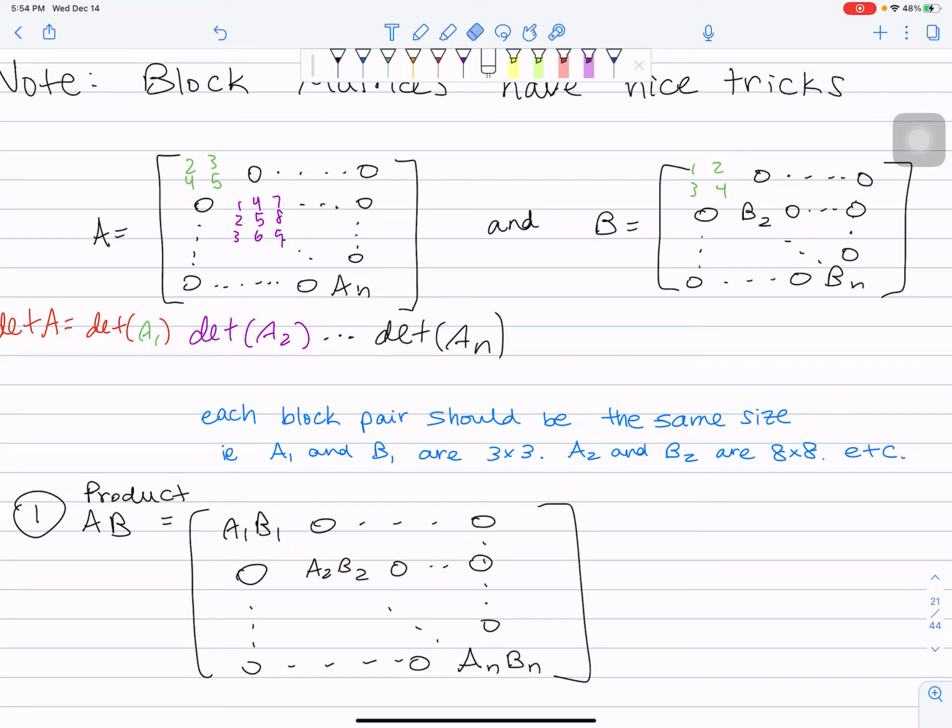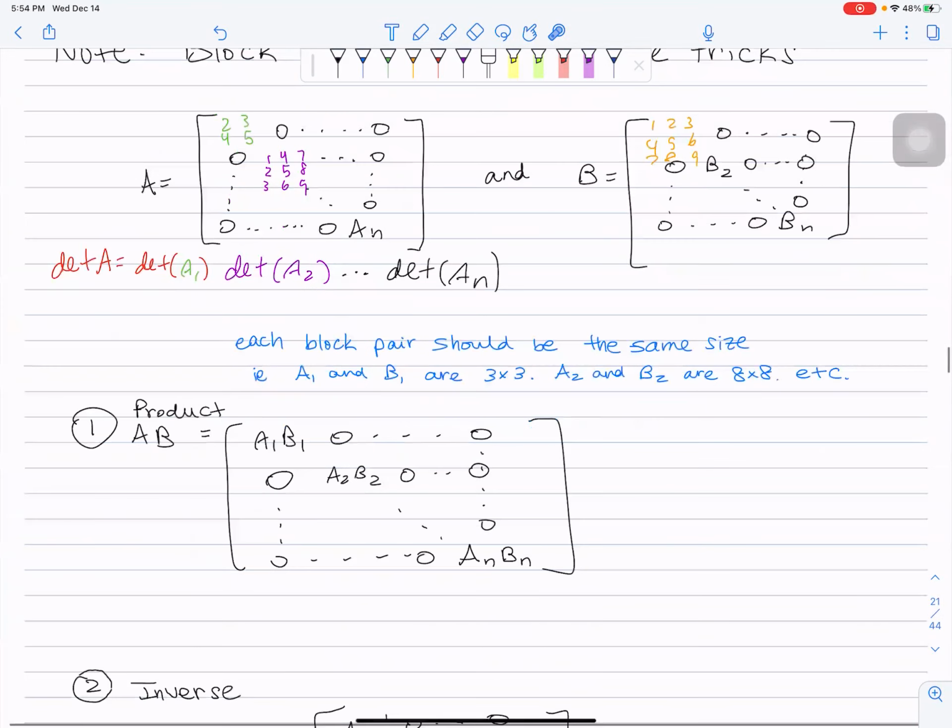So here, if B1 at the top was like 1, 2, 3, 4, 5, 6, 7, 8, 9, A is still a block matrix, B is a block matrix, but you can't multiply them directly, meaning you can't use this trick. So if we're doing two block matrices, we're told to split them into blocks. Mhm. So we need to split them so that they have the same dimensions for each block. Only if you want to multiply things.